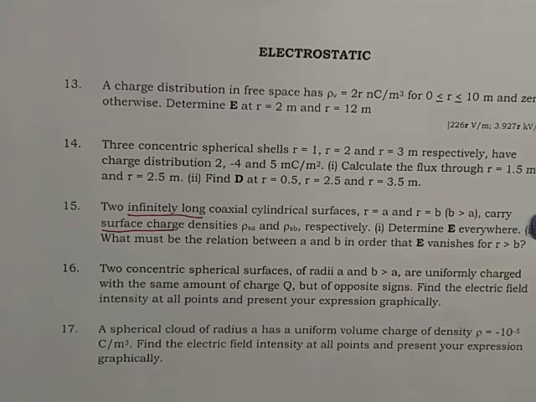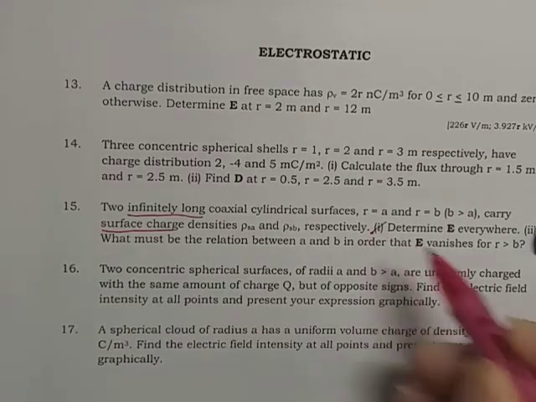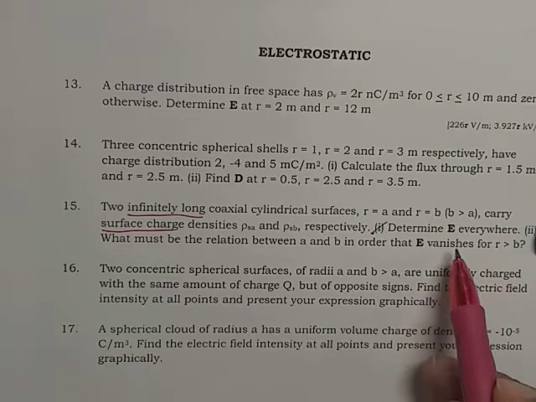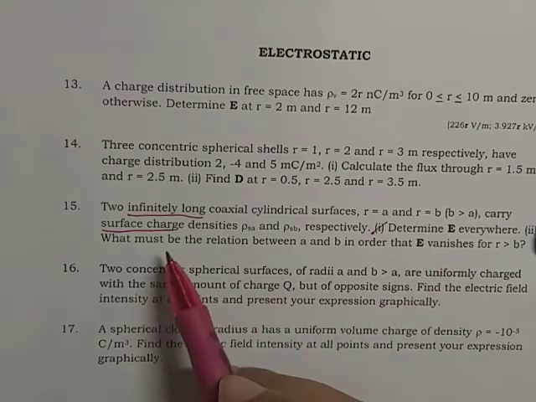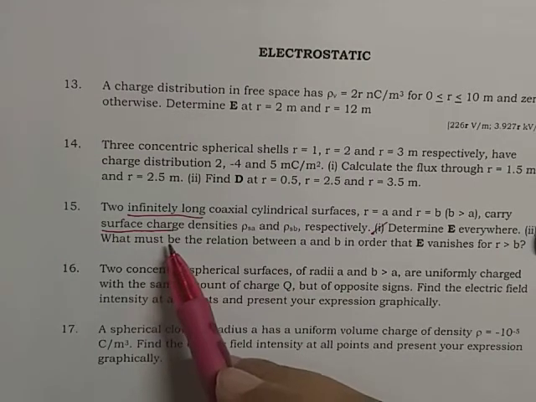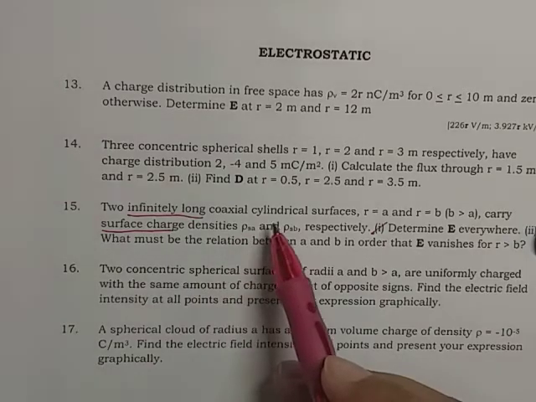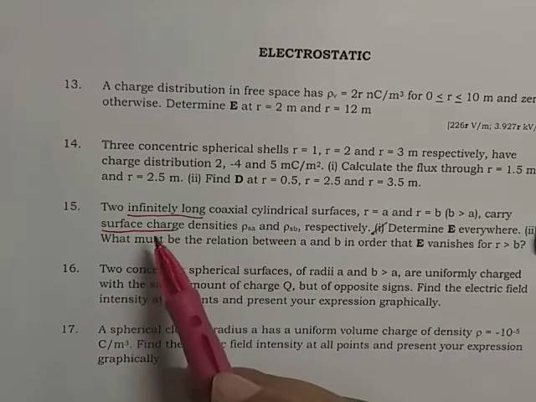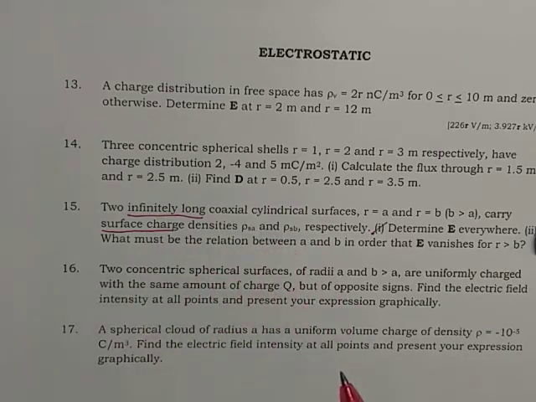So let's look into question number 1 first. Find E everywhere. The E here indicates that we should determine the electric field intensity due to the surface charge. The surface charge is on a coaxial cylinder that is infinitely long. That should be the summary of our problem.